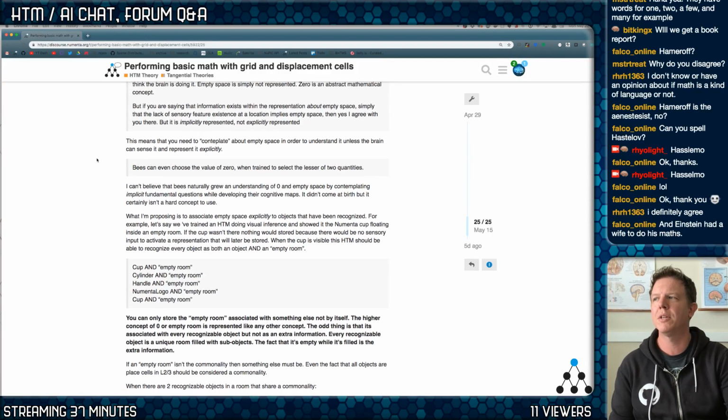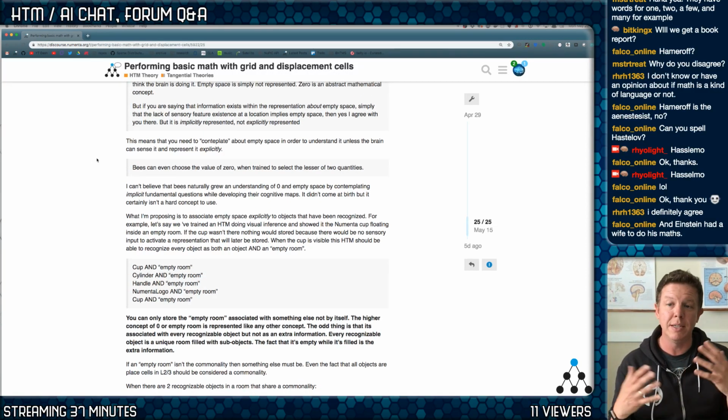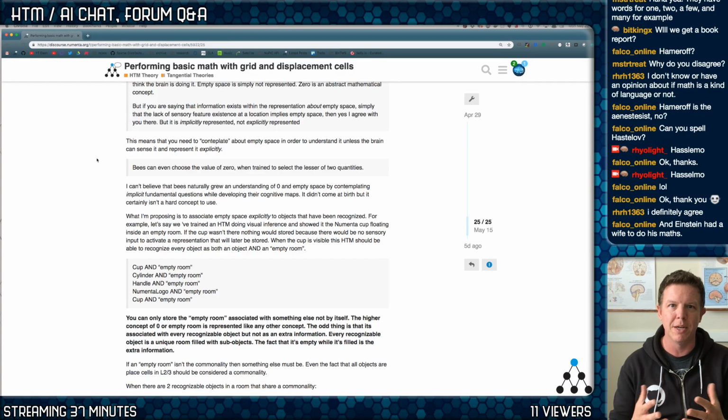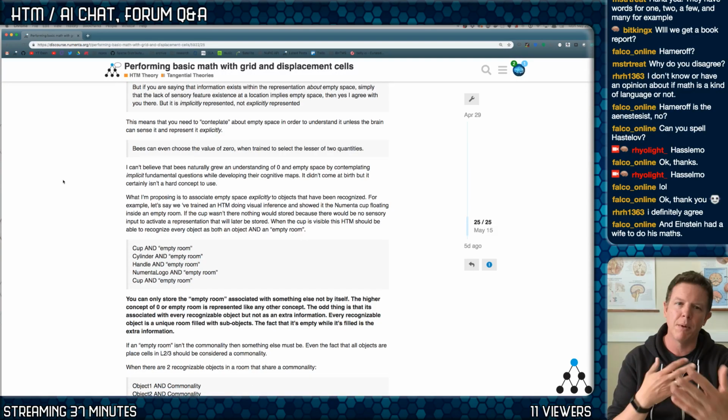If you're talking about the concept of zero, that's an idea that has its own reference frame in the mathematics reference frame. That is different than empty space. Zero is different than not sensing something. I think we're talking about two different things here.